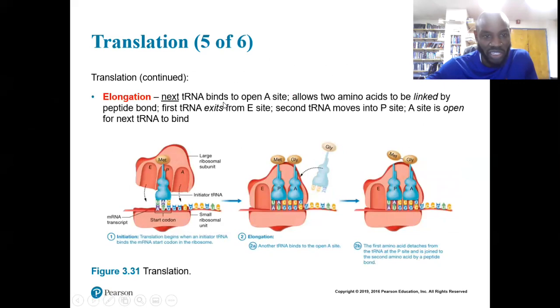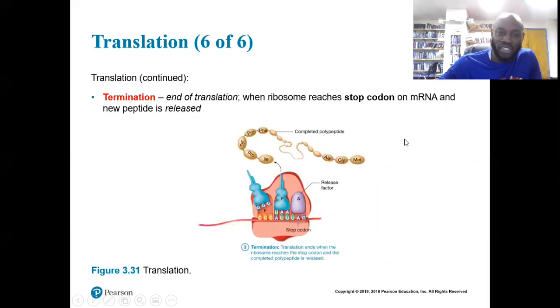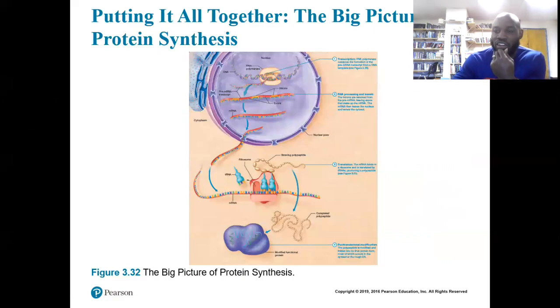Elongation, next tRNA binds to open A site, allowing two amino acids to be linked together. First tRNA exits from E site, second tRNA moves to E site, now A site is open. Elongation, eventually you get to the end, stop codon, the last amino acid has bound, and now you have a chain of amino acids. Translation. And this is a diagram you can go over, and it puts it all together. And this is how we get from DNA to protein.